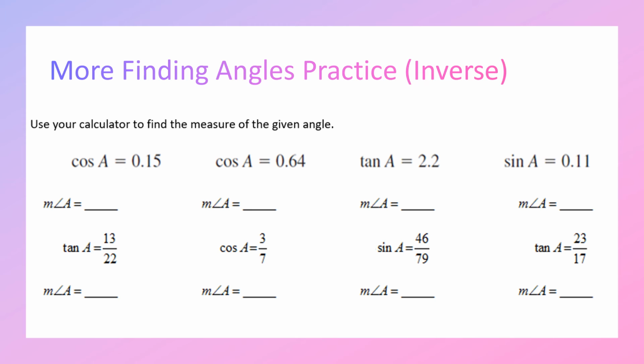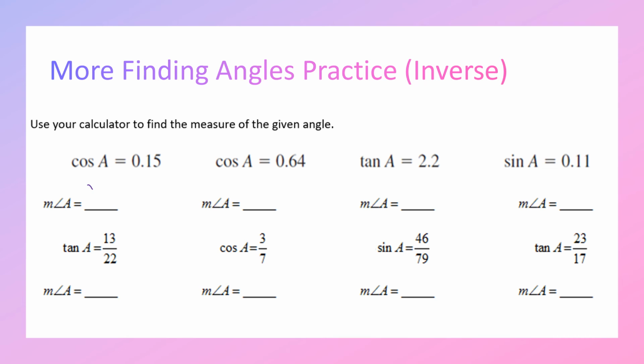This is the inverse. So this is where we do second cosine and we type in the number. Second sine, type in the number. Second tangent, type in the number. So here we are going to do the inverse of cosine times 0.15, which will give us the measure of angle A. I want you guys to all do those in your calculator, and I will go ahead and put the answers down here. So make sure you pause it before you do these.